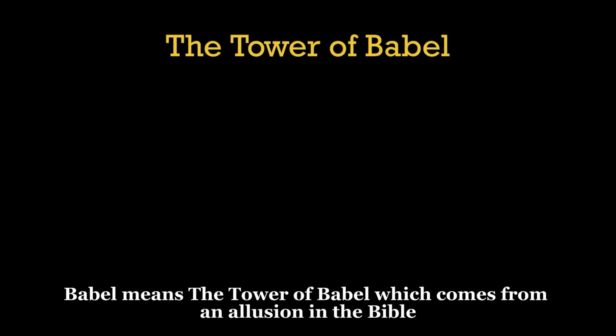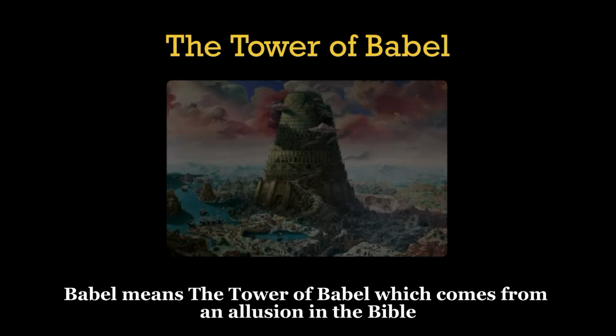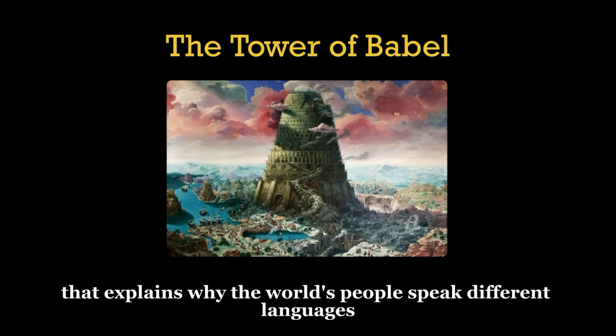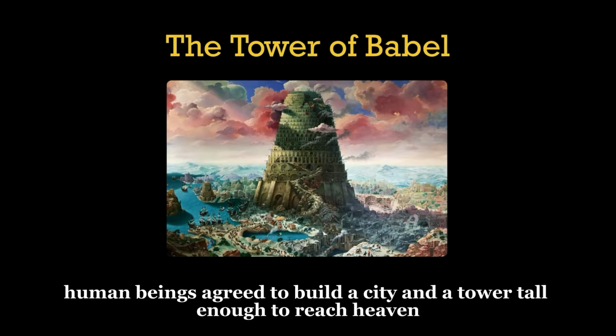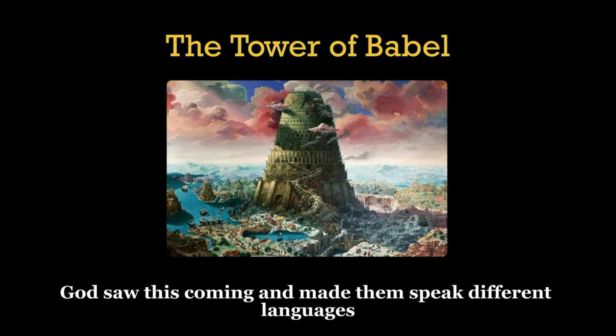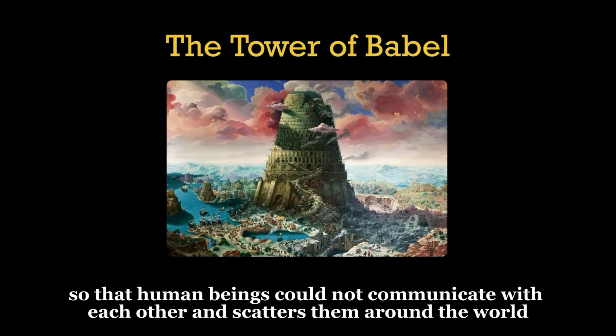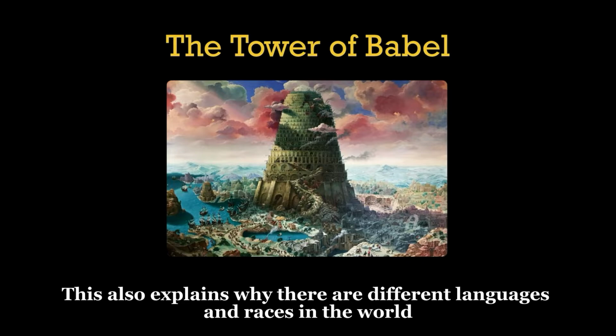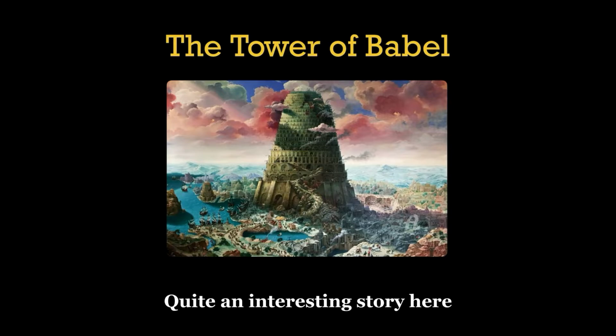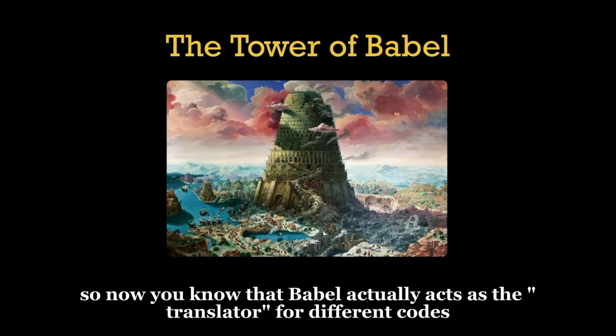Babel means the Tower of Babel, which comes from an allusion in the Bible that explains why the world's people speak different languages. According to the story, human beings agreed to build a city and a tower tall enough to reach heaven. God saw this coming and made them speak different languages so that human beings could not communicate with each other, and scattered them around the world. This also explains why there are different languages and races in the world. Quite an interesting story here. So now you know that Babel actually acts as the translator for different codes.